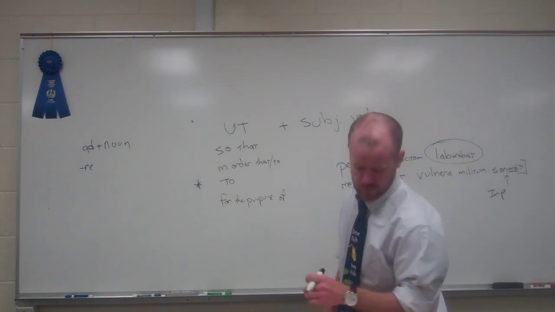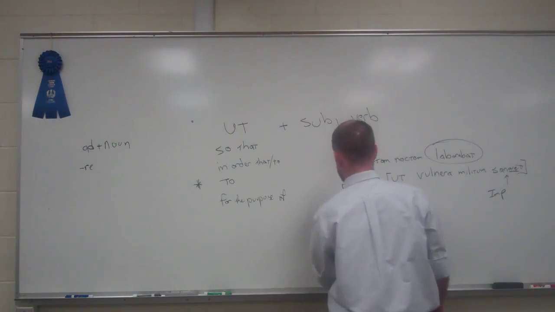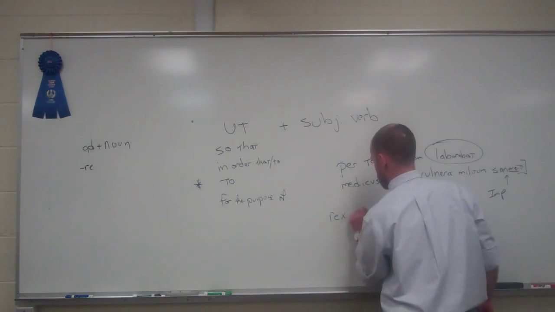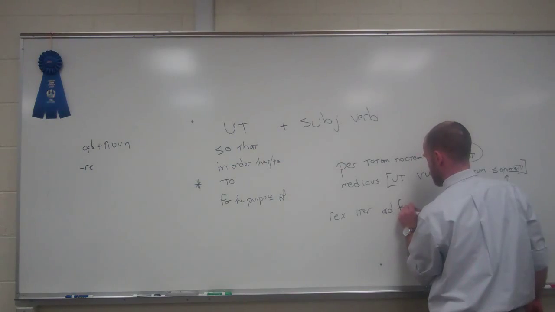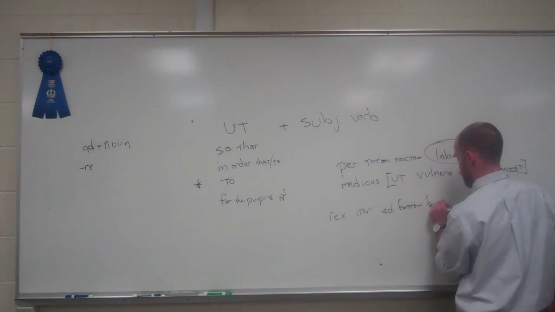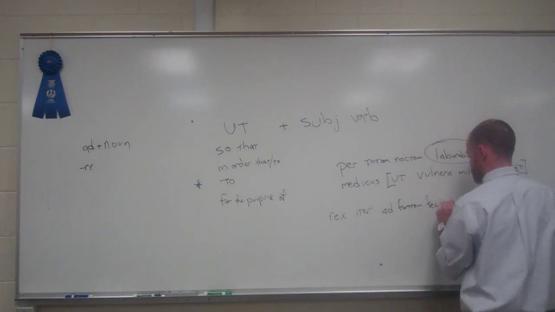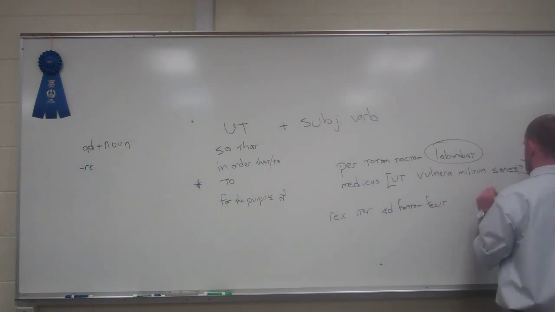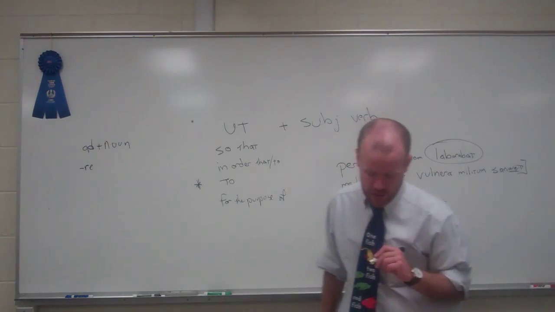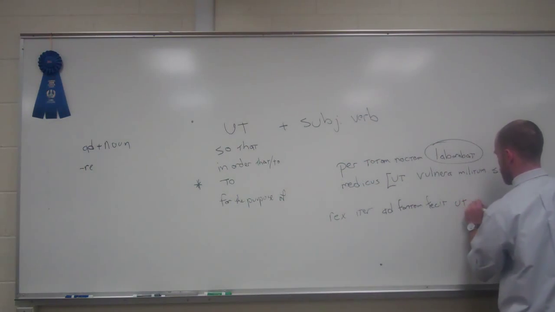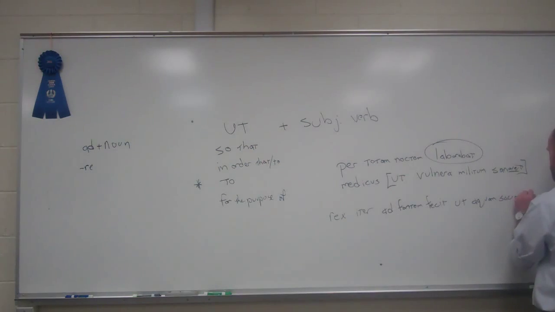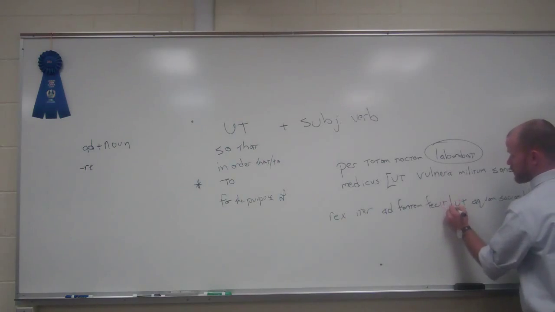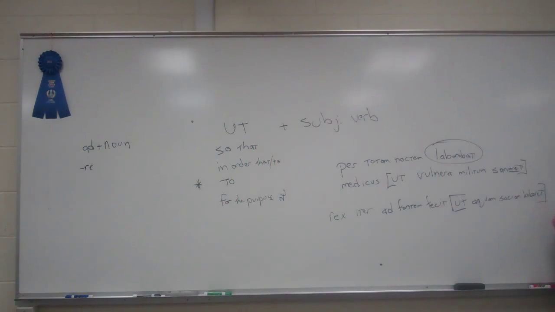So, rex iter ad fontem fecit ut aquam sacram biberet. Ut aquam sacram biberet. All right. So again, ut starts it off, all right, so that's dividing our sentence, and then biberet finishes it.